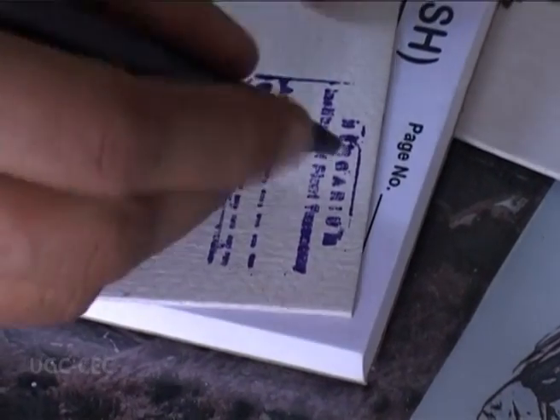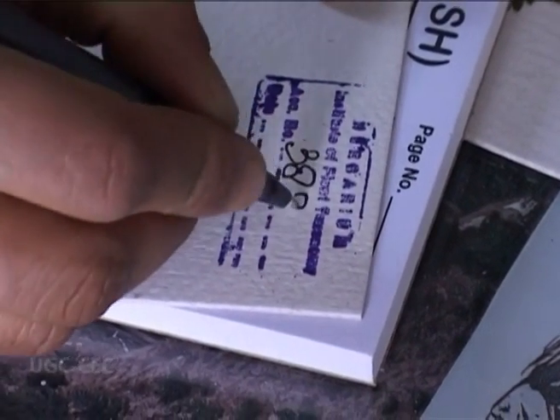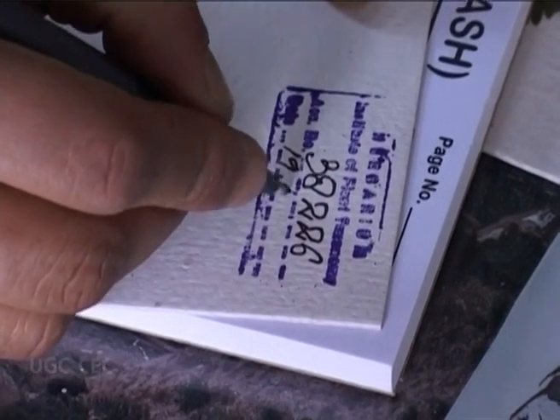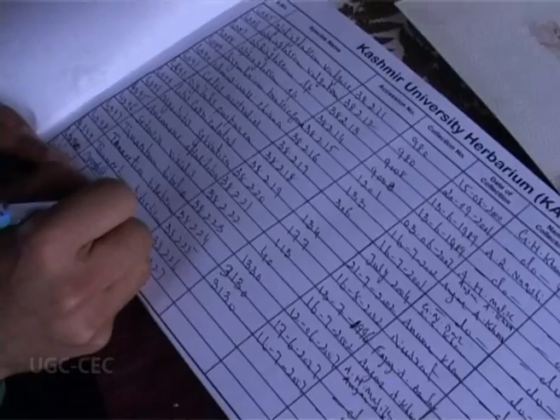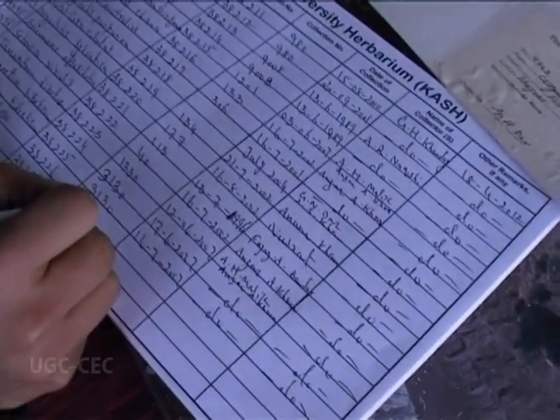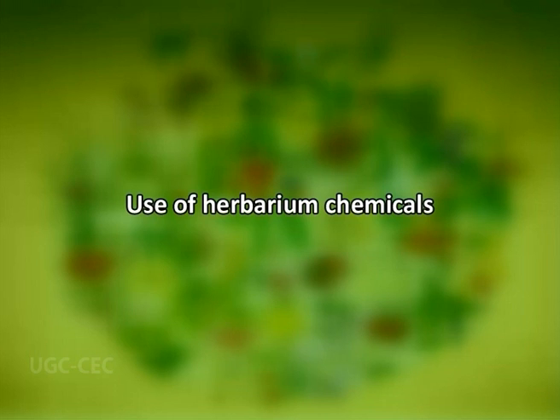After accession, we give the accession number. An accession number along with the date of accession is added for accurate record keeping on the accession register as well as on the herbarium sheet. Along with these various steps, we also have to use various chemicals, what we call herbarium chemicals.